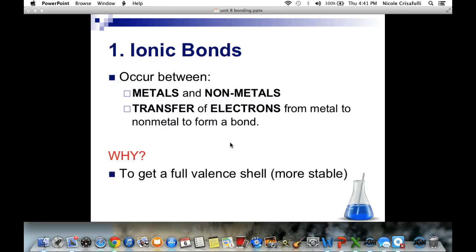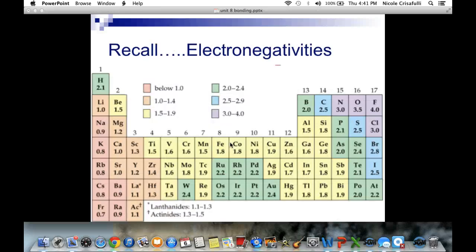Metals would rather lose their valence electrons to be stable and have a stable octet, while nonmetals want to gain those electrons that the metals give off, and they'll become a stable octet. So remember, when we're looking at electronegativities, this is huge. If you have something from the left side of the periodic table bonding with something from the right side of the periodic table, you're going to have a very, very, very high electronegativity difference.